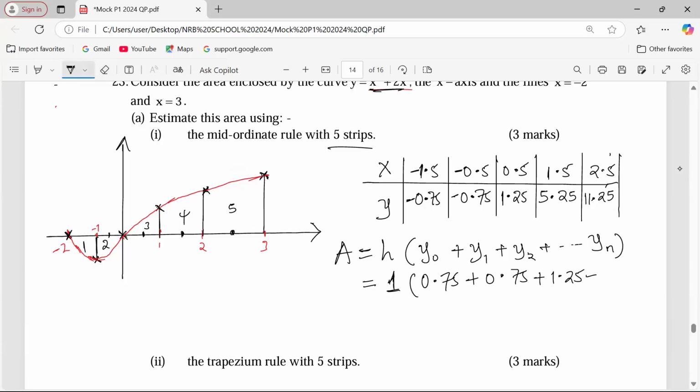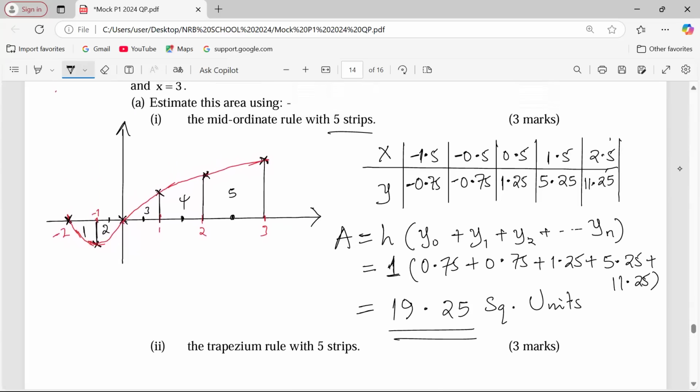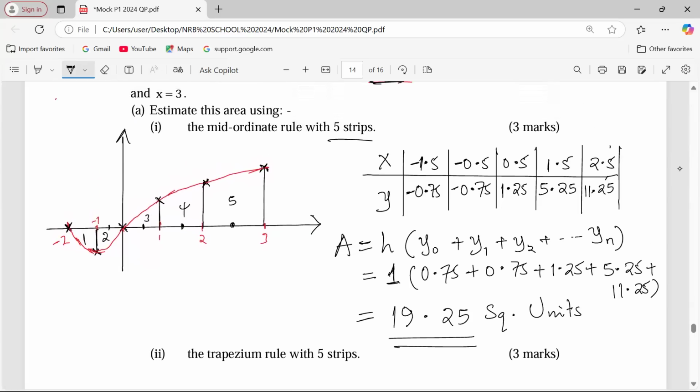Because we need the sizes, then we can ignore the signs and just get the specific height, the specific value y. This will give us exactly 19.25 square units. So we have used what we call the mid-ordinate rule.